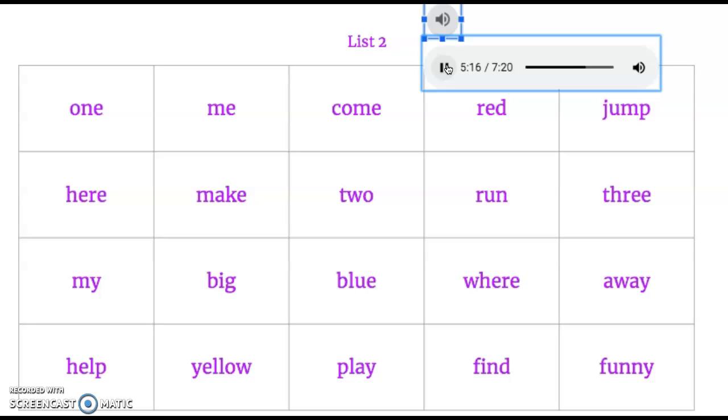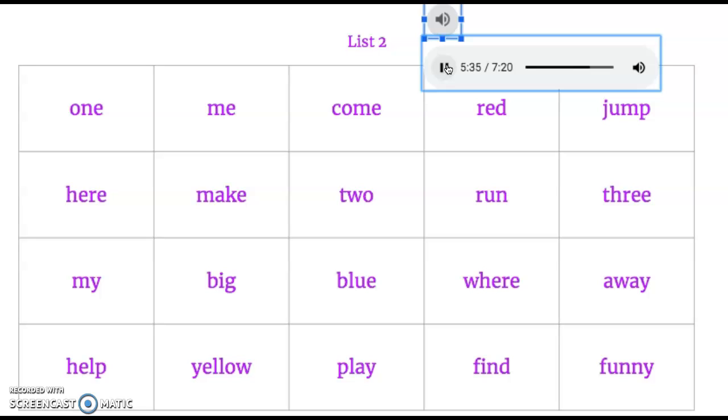The next word is help. Help. All the letters in this word say their normal sounds. Help. A sentence we could use is, if you're not sure how to do something, you can ask for help.